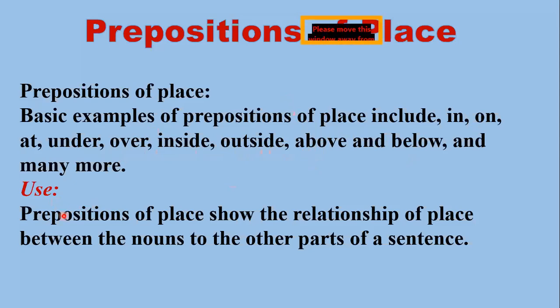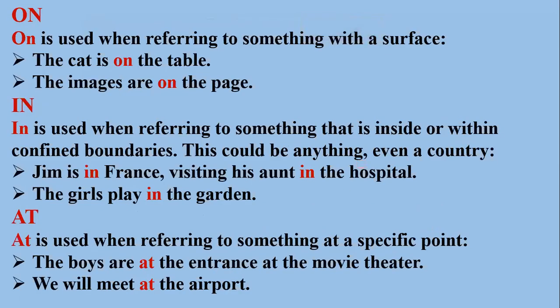Now prepositions of place show the relationship of place between the nouns and the other parts of the sentence. So this is actually an easy one where you are being told the place of something, the position of something, between the nouns. Let's see. Now again, on, in, and at. Now how are on, in, and at used here? On is used when referring to something with a surface. That is, if we are saying that something is on the surface of something, then we use on.